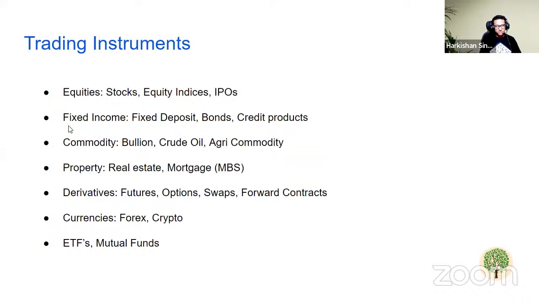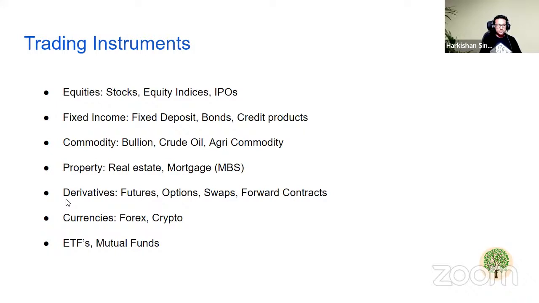Don't get confused by the names of these classes, just consider them a name. So commodities: there are bullions like gold, silver, all those, and there are crude oils, there are agri commodities, and properties, like you can invest in real estates, mortgage-backed securities. This is more prevalent in the US rather than India.